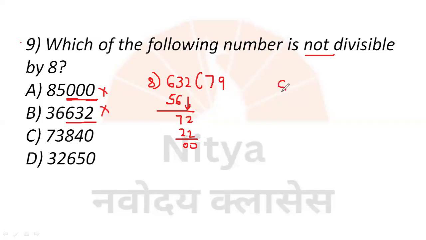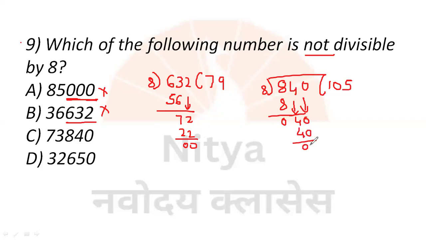Okay, check 840 divided by 8. So 8 ones are 8, 0 and bring down 4. 4 is smaller than 8. So we have to take a 0 here and bring down 0, and 8 fives are 40. So remainder is 0. It means 840 is also divisible by 8. So this is not our answer.